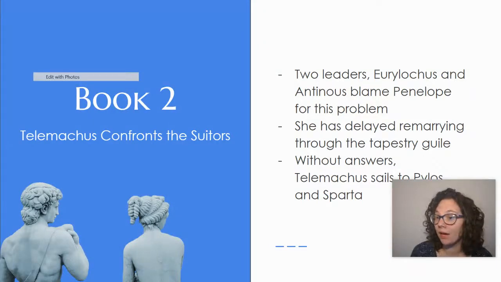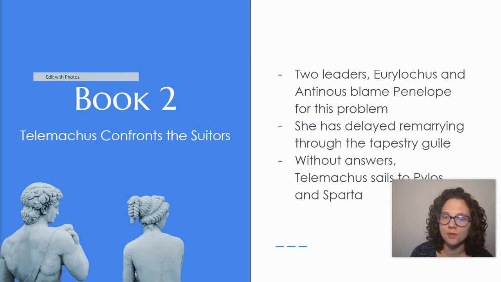They ended up finding out when a couple of her maids betrayed her and told the suitors that she was tricking them this way. So now there's a lot of pressure on Penelope, and they're blaming her for this problem. She just needs to take a husband. Why doesn't she just remarry and get someone to take care of the kingdom? Her son isn't able to do it. He's totally useless. She needs a husband to take care of this kingdom.